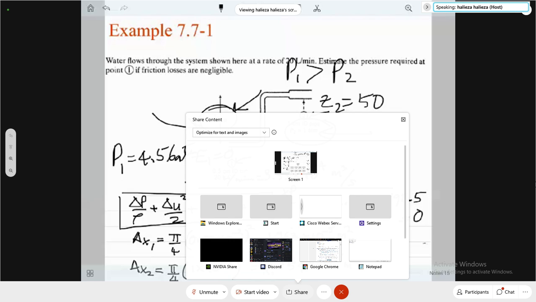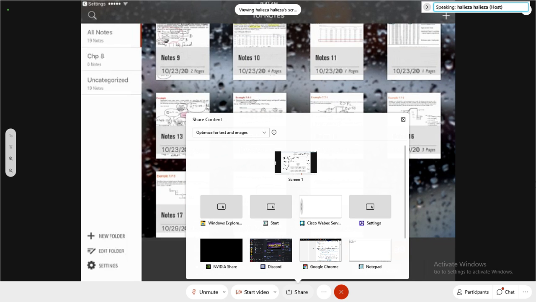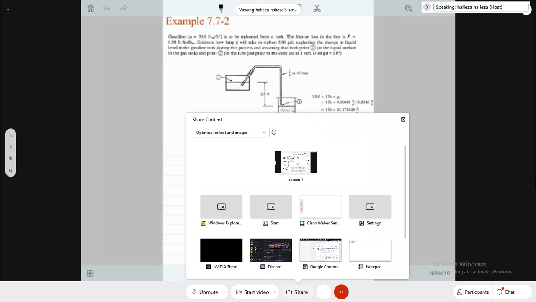Okay, let's look at another example, the one that I asked you guys to convert the unit. Where is it? That is Siphon. Yes, this is the one that I asked you guys to convert the unit. Did you guys convert the unit? Let me see whether I have the conversion with me.